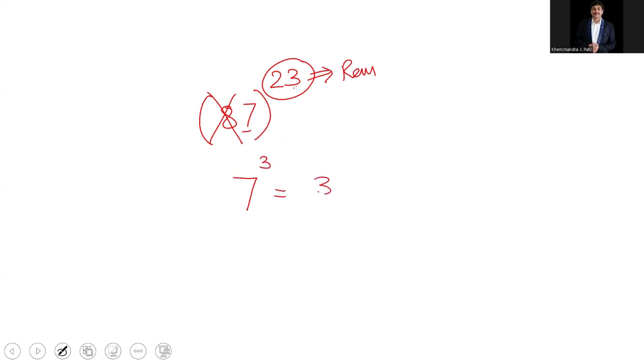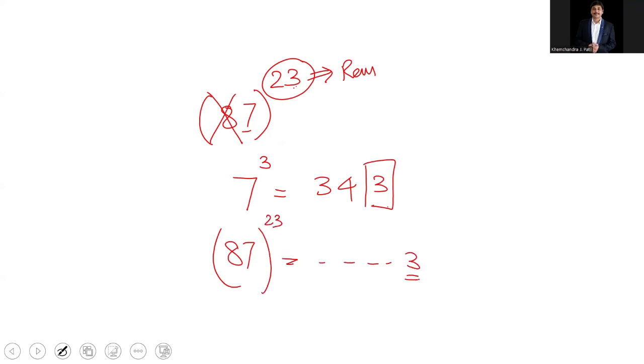What is 3 का क्यूब? 3 का क्यूब 27 होता है, 7 का क्यूब 343 होता है. So unit place of this is 3. So 87 raised to 23, this complete का unit place 3 हो जाएगा. I hope you got this.